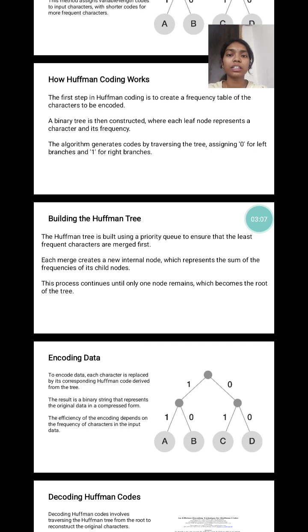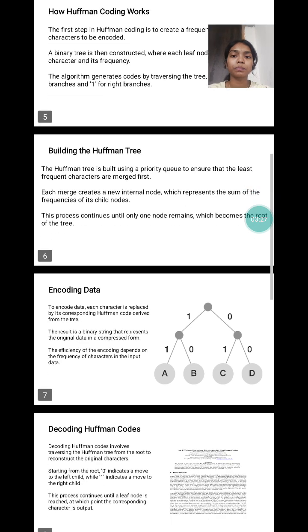The algorithm generates codes by traversing the tree, assigning 0 for the left branch and 1 for the right branch. Here, while traversing the tree, we assign values: left is 0 and right is 1.